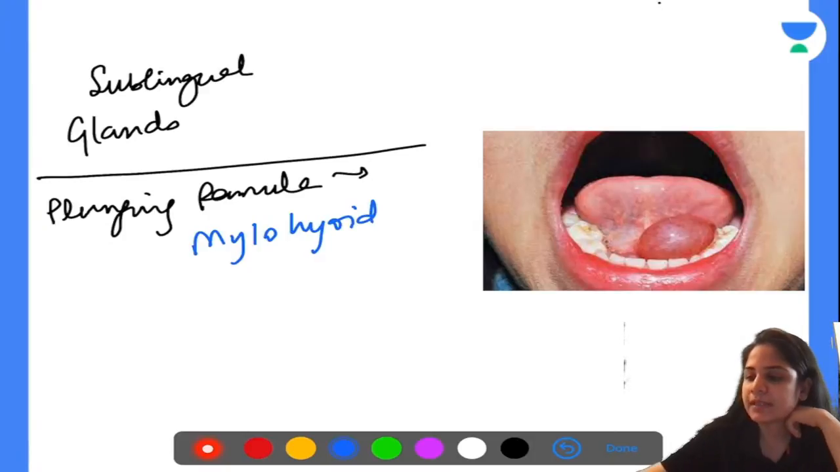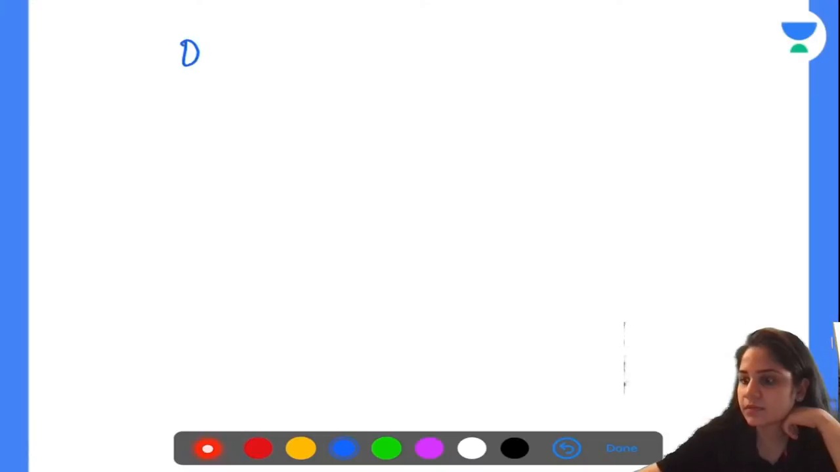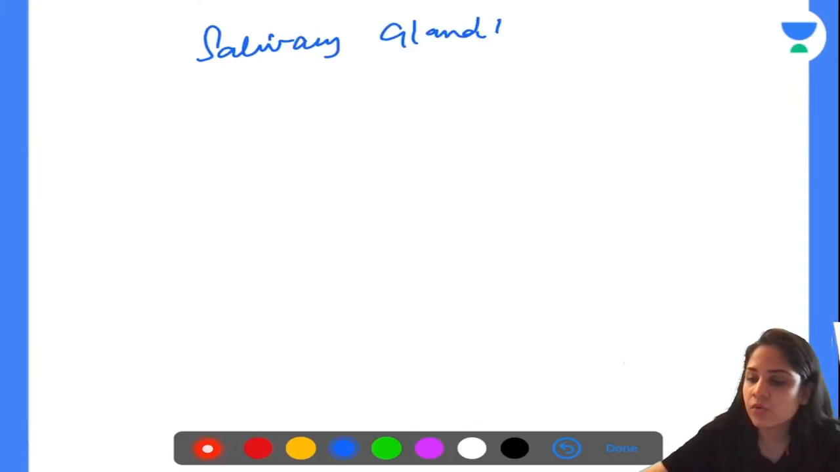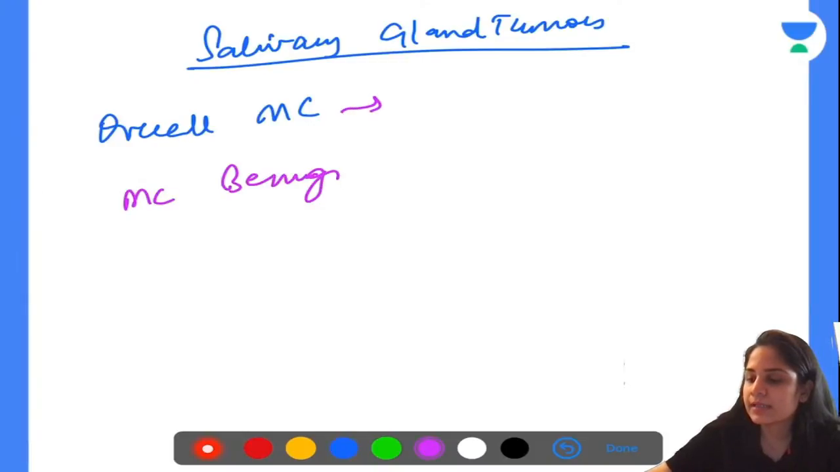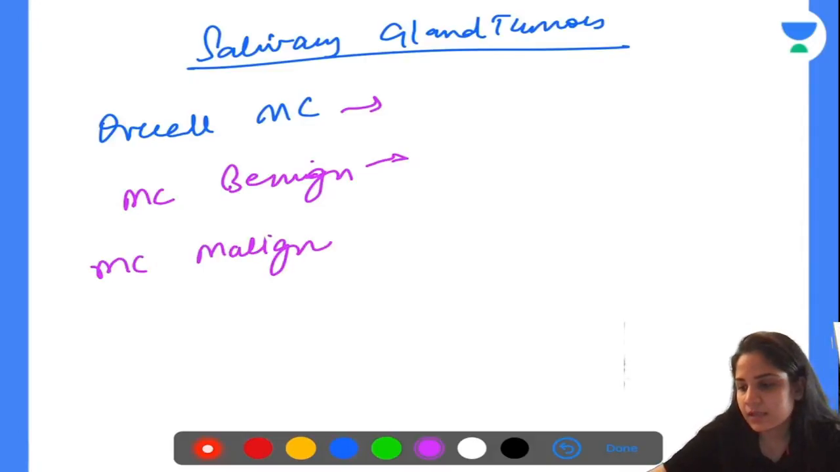Now a little bit about salivary gland tumors. I wanted to ask you one thing. What is the overall most common salivary gland tumor? What is the most common benign salivary gland tumor? What is the most common malignant salivary gland tumor? And early perineural invasion is seen in which case?